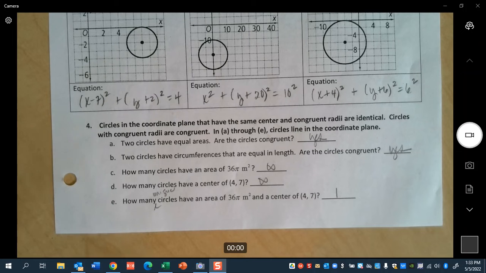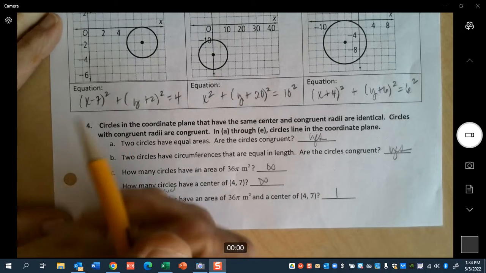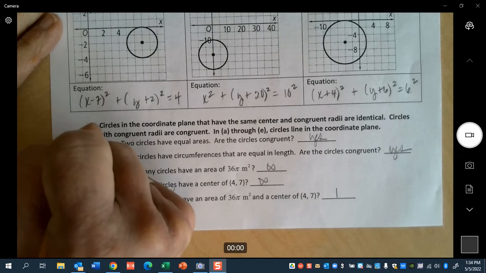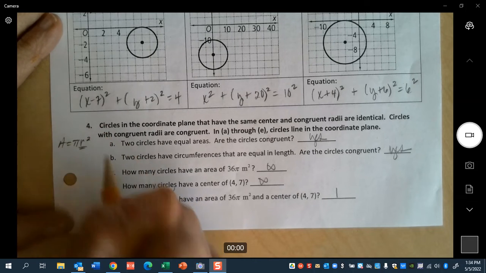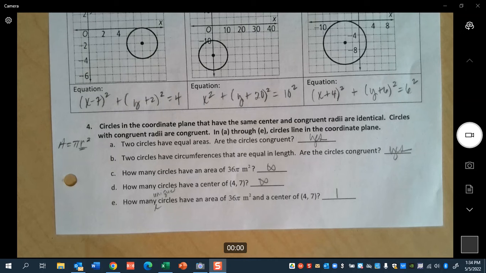So if I have 2 circles that have equal areas, your formula for area is going to be pi r squared. Well, if they both have the same area, they must have the same radius because pi is a constant. So then are the circles congruent? Yes, they are. Mason, what was your question?